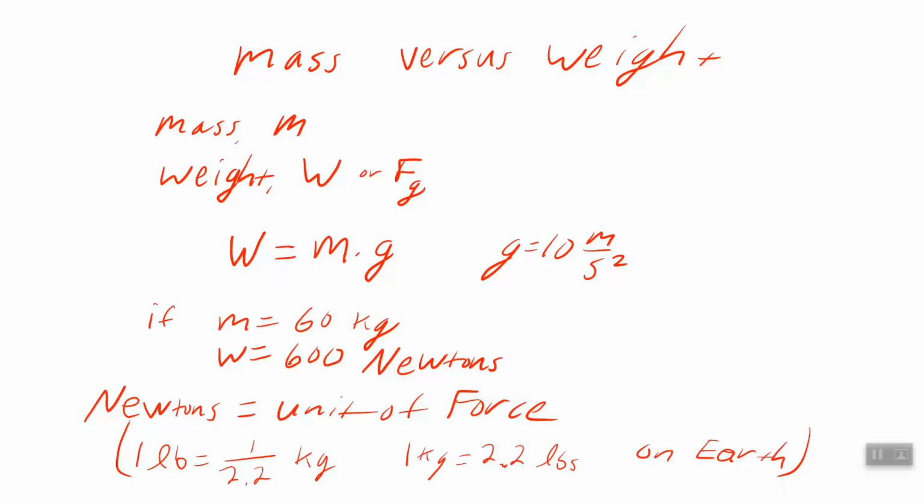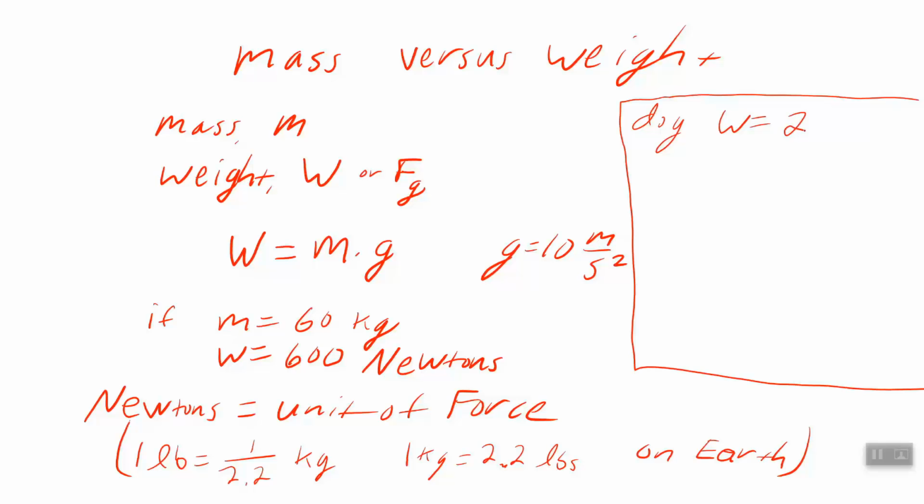So I might ask you to convert the mass of something, you, your dog, into newtons. Let's do that as an example. Suppose your dog weighs 20 pounds. That's your dog's weight. I want to know your dog's weight in newtons because it's good to develop a sense of what's a big number in newtons. You have a good idea of what a big number is in pounds, so we'll convert.